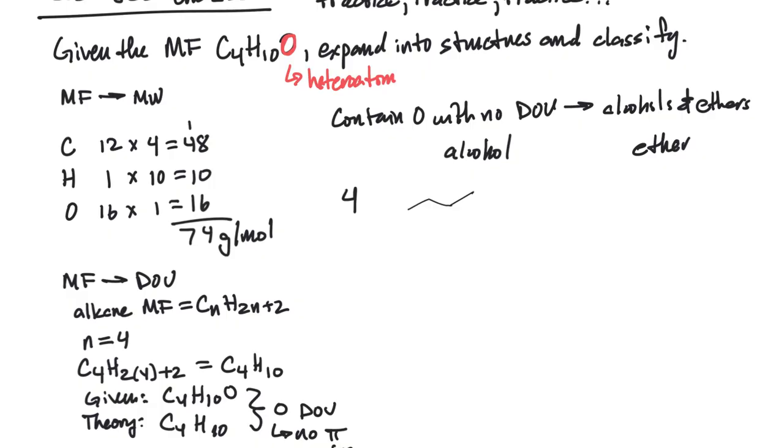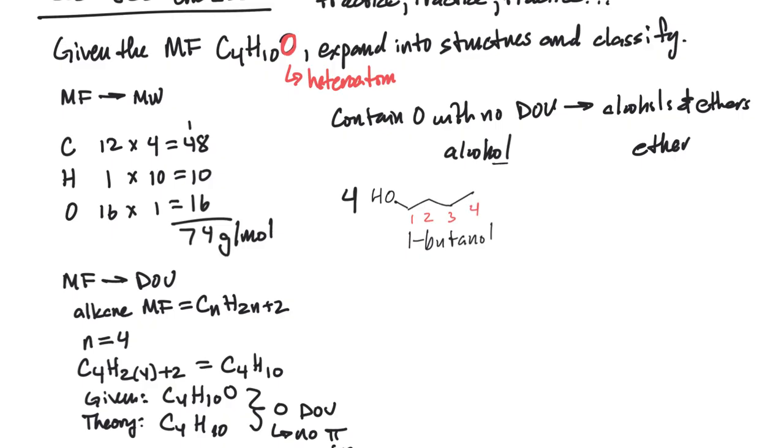Let me write in some numbers here on this chain. So 1, 2, 3, 4. The most logical thing to start to draw an alcohol is we have the longest chain. Let's put in an OH group at position 1. So this is an alcohol. It's a 4-carbon alcohol. The OH group is at position 1. So this would be called 1-butanol.